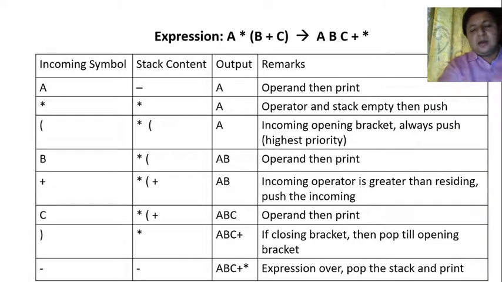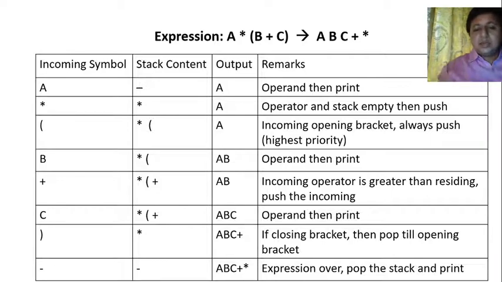B is an operand, so print. Now plus, see, plus is incoming. So what is there as residing? We have an opening bracket. Again, we have another special kind of rule: if an opening bracket is within the stack, or if it is a residing operator, it has got the least priority. So we'll keep the priority of the opening bracket least, because we obviously consider in-stack priority. So in-stack priority of the bracket will be considered least, even lesser than the additive. So currently the priority of plus is greater than the priority of opening. So as per the rule, incoming having greater priority, it will be pushed.